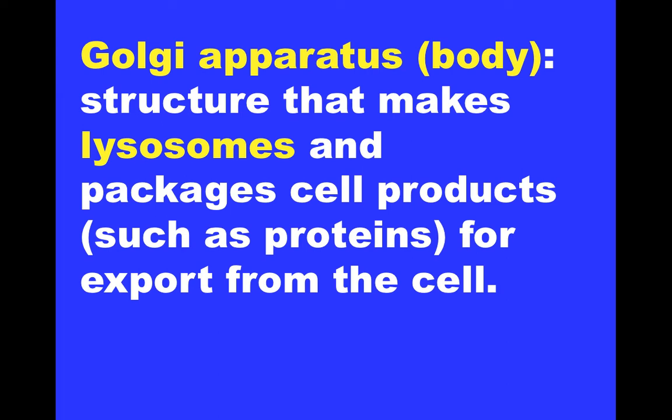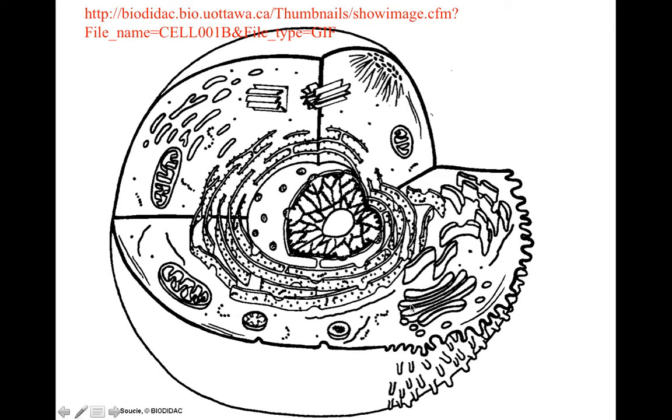The next structure we're going to look at is called the Golgi apparatus, sometimes called Golgi body. It makes something called lysosomes, another cell structure we're going to talk about, and packages cell products such as proteins for export from the cell. So packaging up things that are being made so it can be sent out of the cell. So here's the Golgi apparatus right here. I think it always looks kind of like a big extra long hot dog squished in too small of a bun. And here it's making little bubbles of things that are eventually going to leave the cell, including this thing right here, which is called a lysosome.